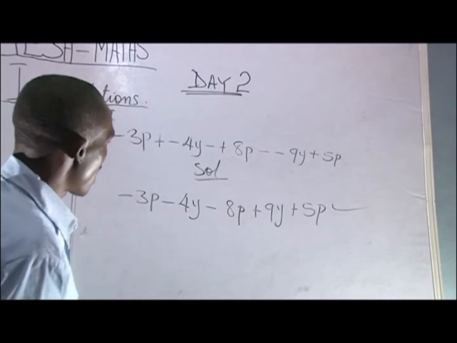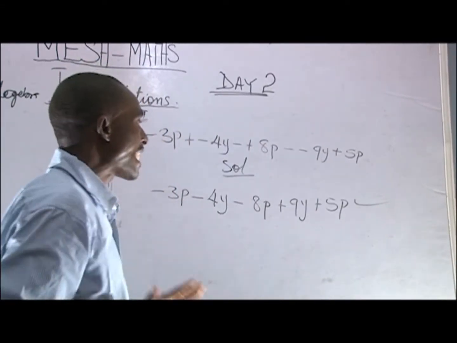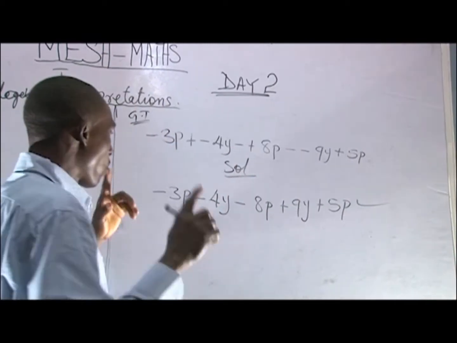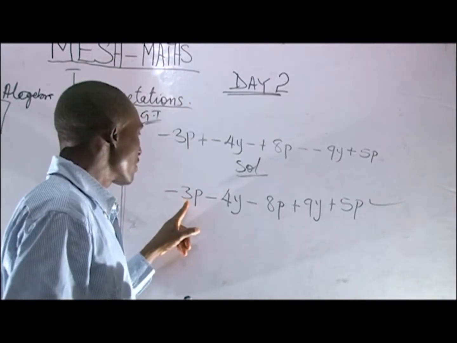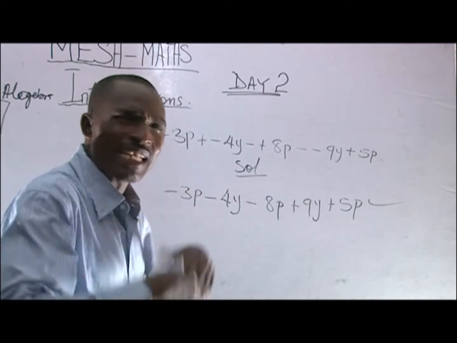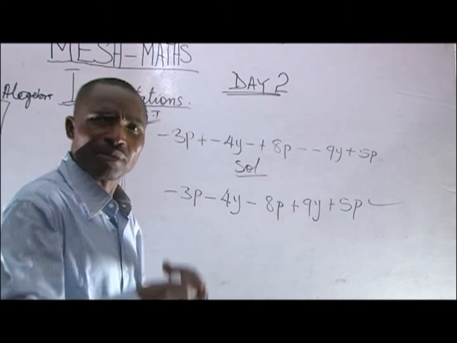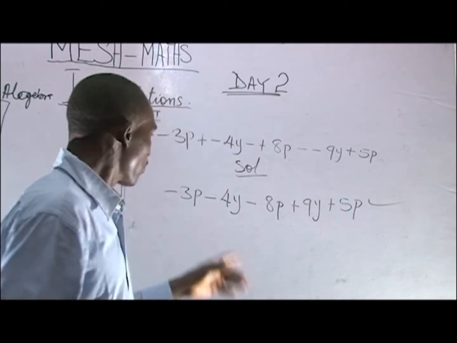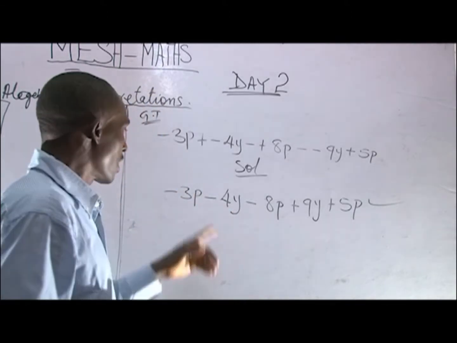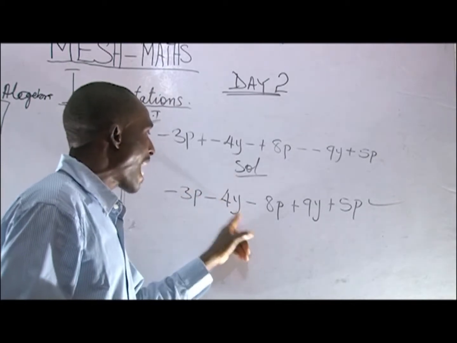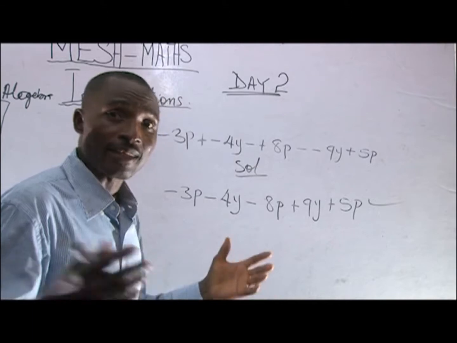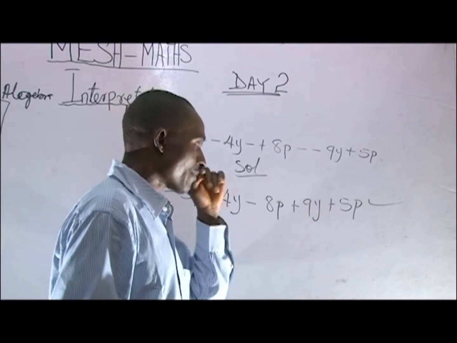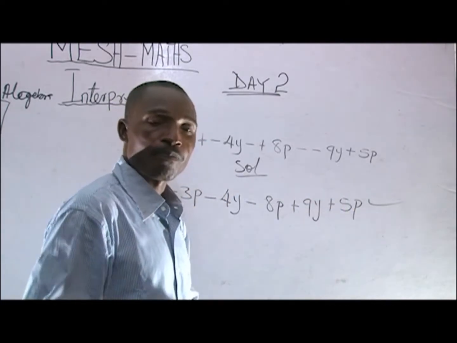Looking at this, we have to interpret. Once you are done with the signs, the next thing is to interpret. After interpretation is rearrangement. Let's look at it again. What is this? Owing 3P. This P might be plantain. This is just what you say you're owing. Maybe 3 popcorn or anything. Let's take plantain, for instance. Owing 3 plantains, owing 4 yams, owing 8 plantains, having 9 yams, having 5 plantains. That is it.